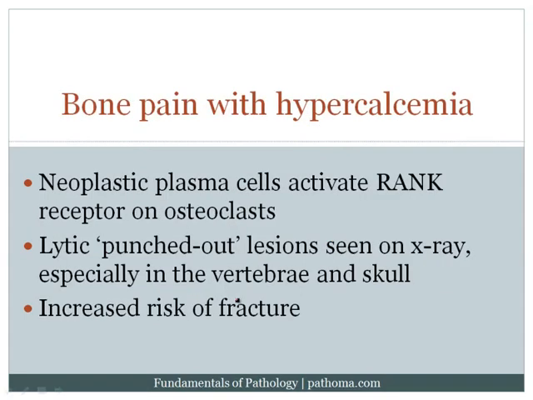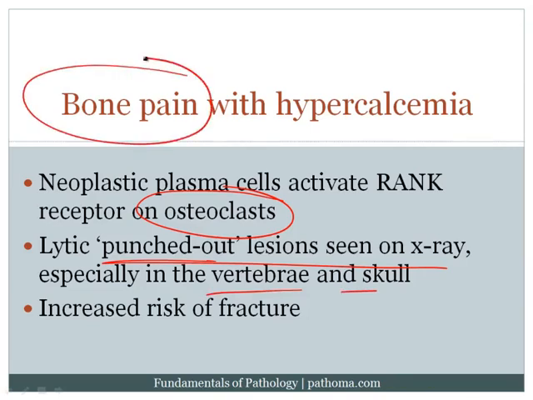For example, the plasma cells have the ability to produce osteoclast activating factor. And when it produces osteoclast activating factor, the osteoclast will get activated. Of course, the osteoclasts eat away at bone, and so that'll result in punched out lesions seen on X-ray, particularly in the vertebra and the skull. Those punched out lesions will result in bone pain, and that will also produce hypercalcemia, because as you punch out the bone, calcium will be pushed into the serum. There's also going to be an increased risk of fracture, because when you punch out the bone, that's going to weaken the bone, increasing the risk for fracture.